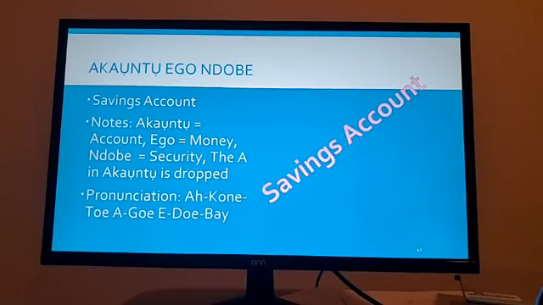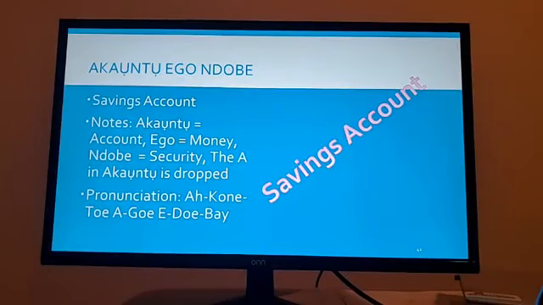Okay, savings account. I thought this was an interesting way of describing a savings account. It just took me by surprise. And so you would say it as follows. Ah-Koen-Toe, which you know means account. A-Goe, which means money. So you're saying account made of money. And then you're saying En-Dau-Rau, which means secured. So my assumption is that when the original speakers of Igbo made up this concept, they were saying how to secure your money in the bank, which means get a savings account.